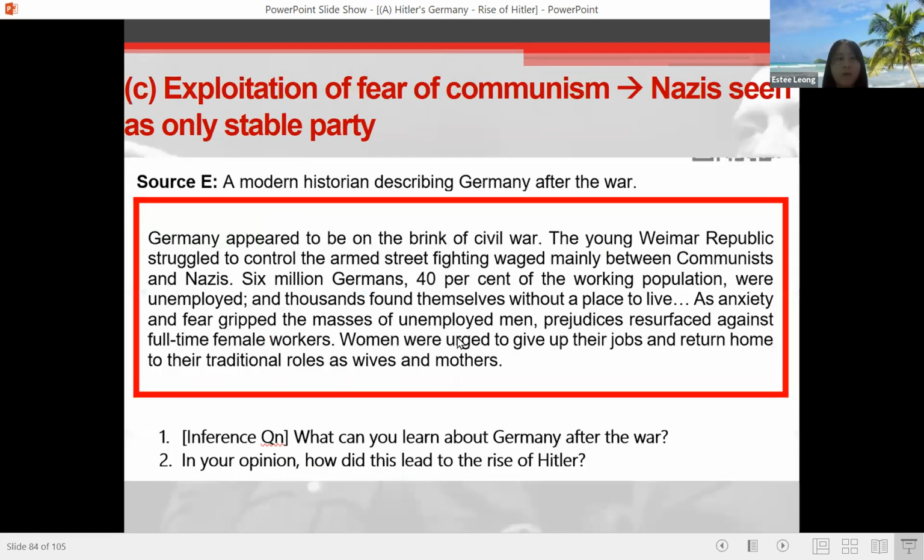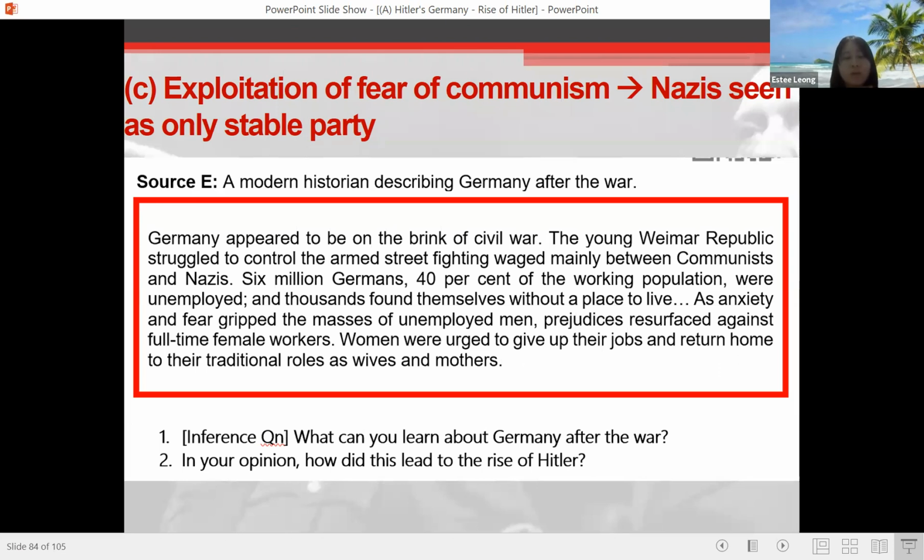All right, and that's where this source I was talking about comes in. The young Weimar Republic struggled to control the armed street fighting, mainly between communists and Nazis. This is the situation in Germany at the time. It's chaotic. 6 million Germans, 40% of the working population, are unemployed. 40% is a lot. And thousands found themselves without a place to live. And women were urged to give up their jobs and return home to their traditional roles as wives and mothers.